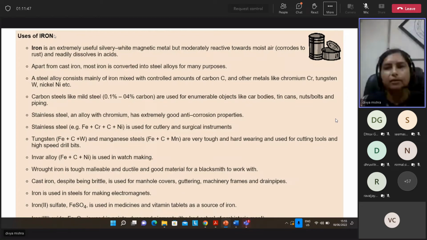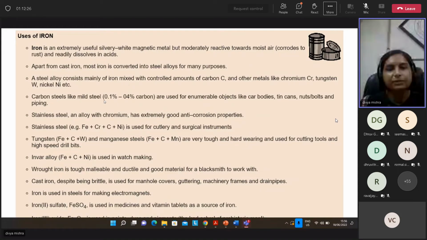Okay. Now let's have a basic look at the use of iron, where it is used and its properties. It is a metal, a silvery white magnetic metal, reacts with moist air, and is readily dissolved in acids. Then we use the cast iron. We use iron for making steel alloys, and steel alloy basically contains carbon, chromium, tungsten, nickel, and iron.